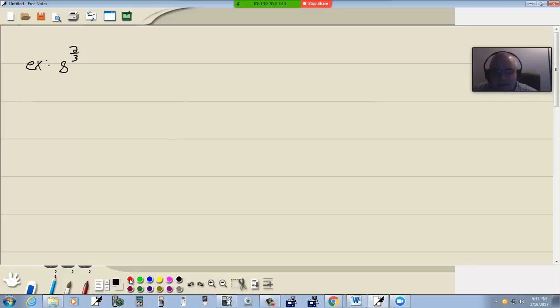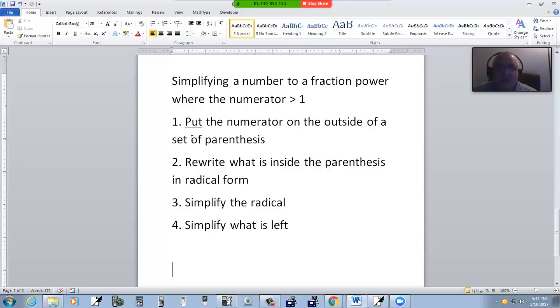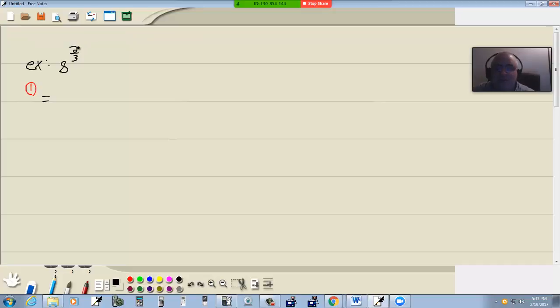Okay. Step 1. Put the numerator on the outside of a set of parentheses. So our numerator is the 2. So we're going to rewrite this as 8 to the 1/3 to the 2nd power. Now when you take the 2 and put it on the outside set of parentheses, you never leave a blank in a fraction, so we always put a 1 there.